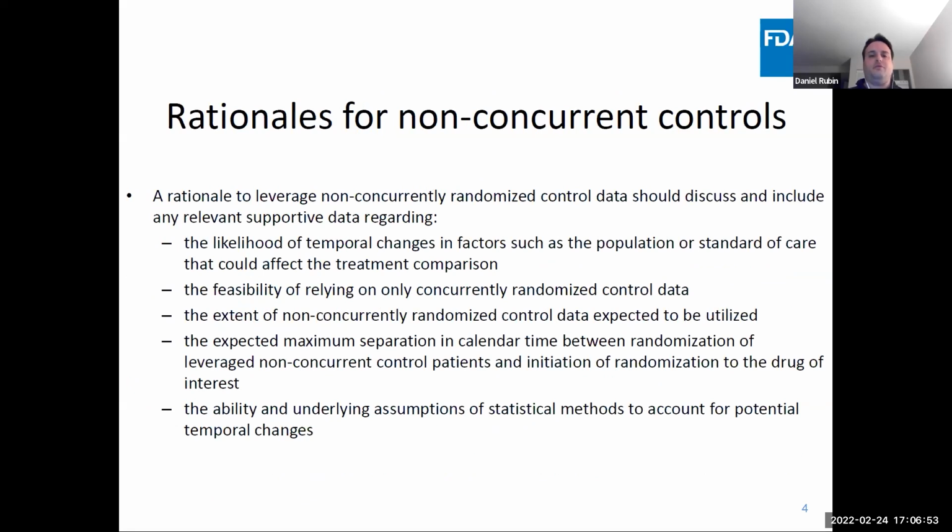So what should a rationale for use of non-concurrent controls involve? We think that the rationale should discuss the likelihood of temporal changes during the trial, the feasibility of relying on only fully concurrently randomized comparisons, the extent to which non-concurrent controls will be used, the calendar time of separation between arms that will be compared in the trial, and the ability and underlying assumptions of statistical methods to account for potential temporal changes.